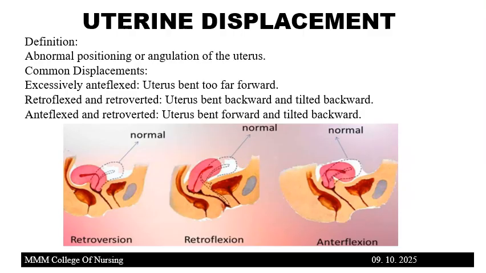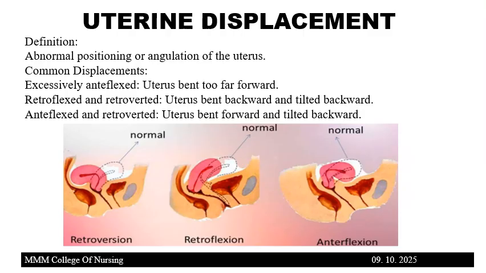As the name implies, the structure of the uterus is the same, the anatomy is good, but the position is different here. The normal position of the uterus is anteversion and anteflexion. Definition: abnormal positioning or angulation of the uterus is called uterine displacement. What are the common displacements? Excessively anteflexed, uterus bent too far forward; retroflexed and retroverted, uterus bent backward and tilted backward; and anteflexed and retroverted, that is, uterus bent forward and tilted backward.